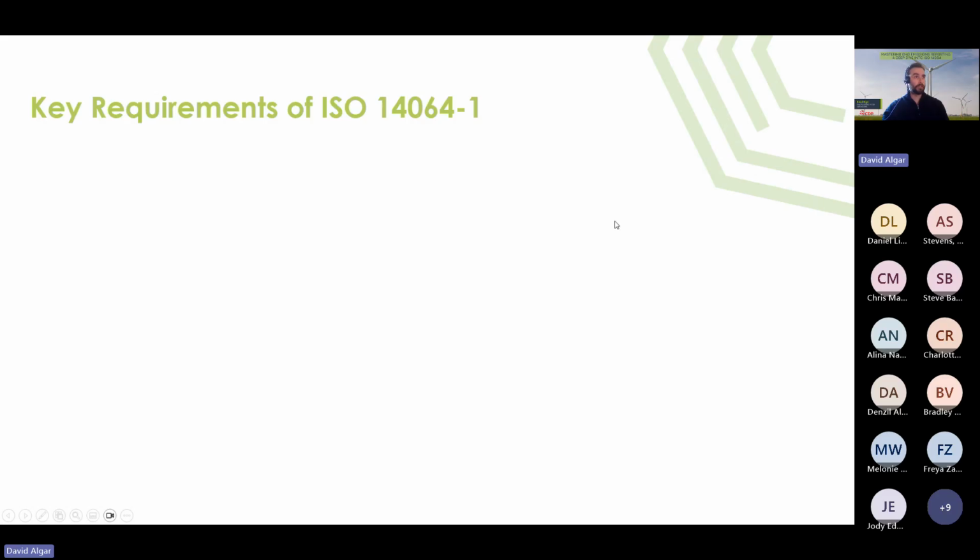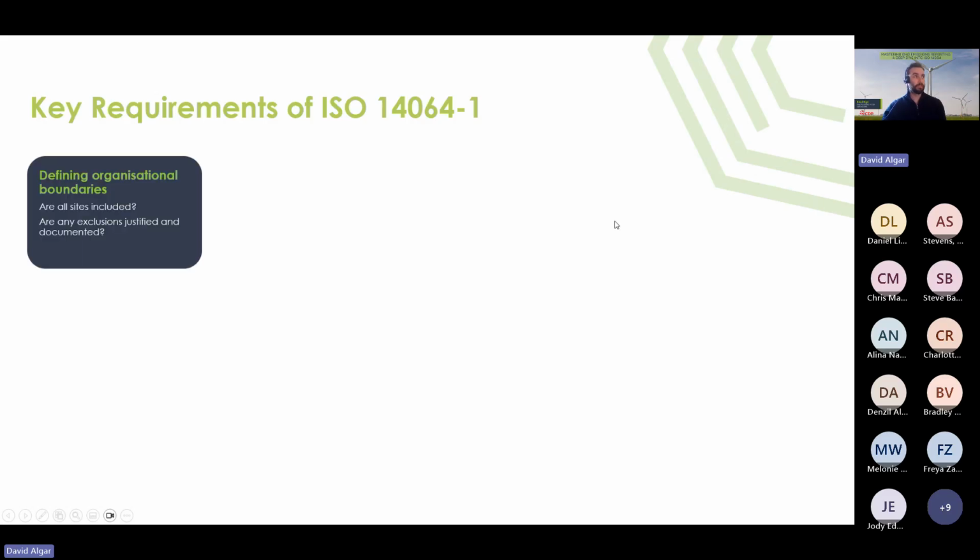So, key requirements of ISO 14064. As I've already mentioned, defining organizational reporting boundaries. It's really important. You might think, oh, this would be a piece of cake. It's just a list of sites, but as the company gets larger, if you've got 100 sites, or we've got a client with sort of 900 sites, it gets a bit more complex.